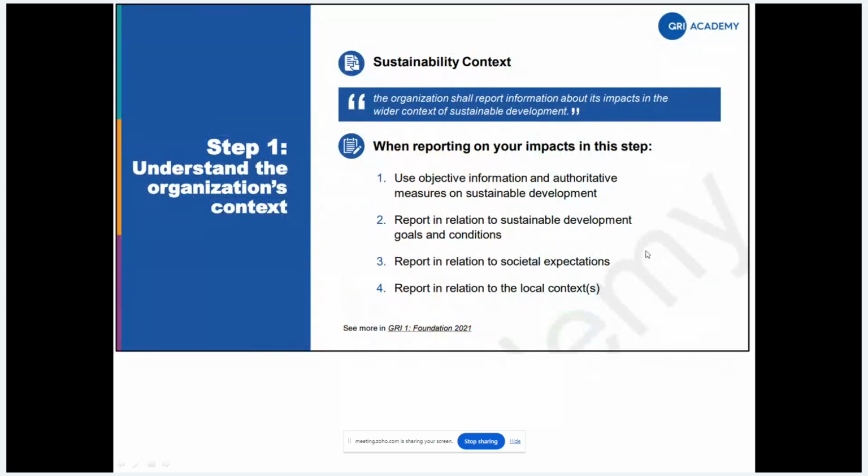So sustainability context is when reporting on your impacts in this step, use objective information and authoritative measures on sustainable development. Objective information, you understand that, there has to be specific data which you are relying upon. Then report in relation to sustainable development goals and conditions. Then report in relation to social expectations. Then report in relation to local context.